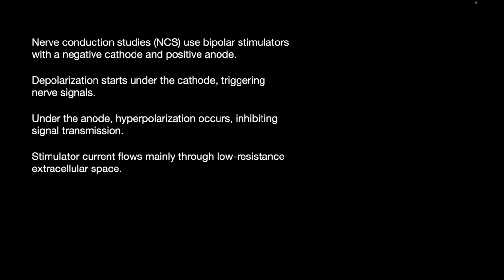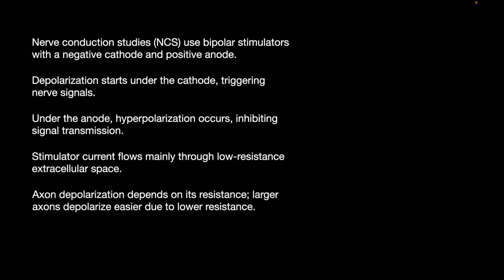Now, the stimulatory current flows mainly through the high resistance extracellular spaces, but that is not the point of our concern. We are not really dealing with the extracellular space. What we want is the electricity to flow through the nerves. The axons depolarize depending on the resistance. Now, this resistance is lower in the larger nerves.